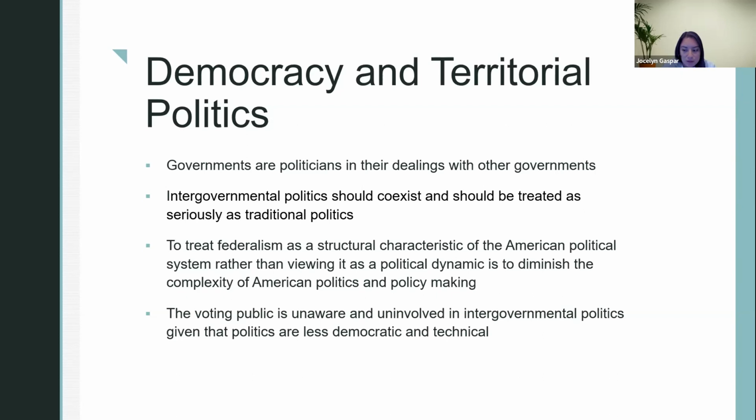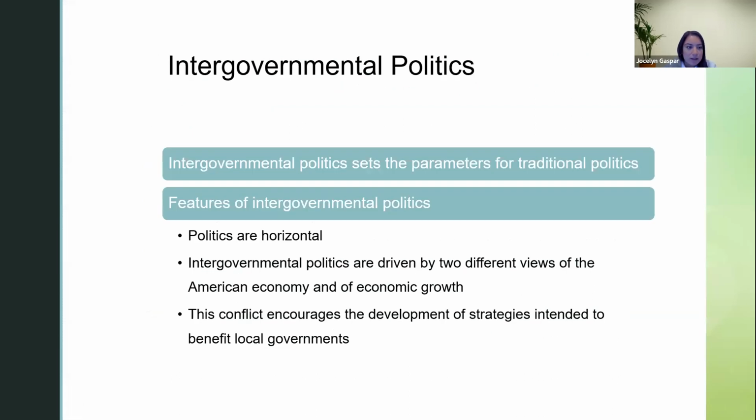The creation of public authorities. So these two things are not typical to traditional politics and are usually invisible topics that really lack human interest. These topics are also called bloodless compared to your standard traditional politics. And then we move over to intergovernmental politics.